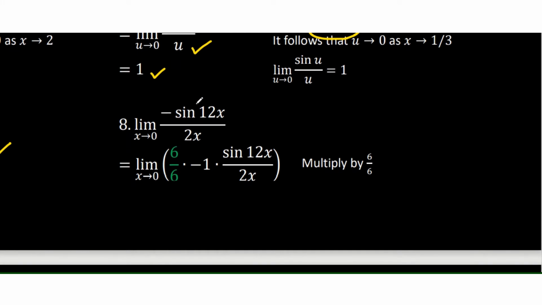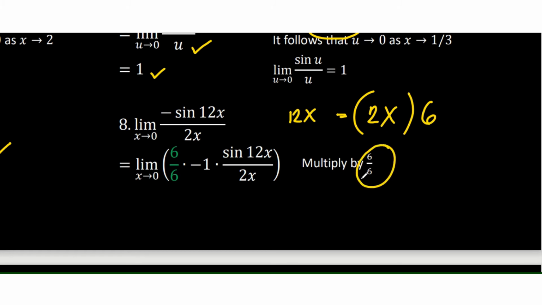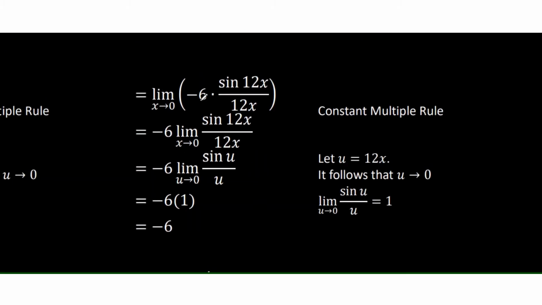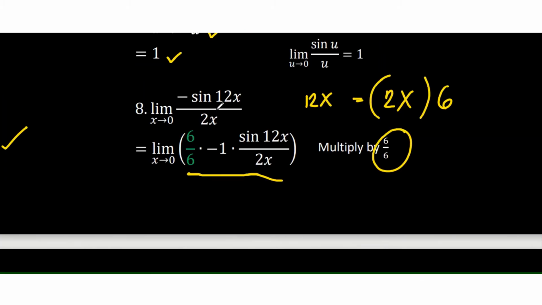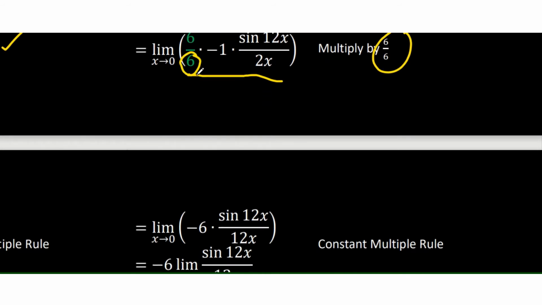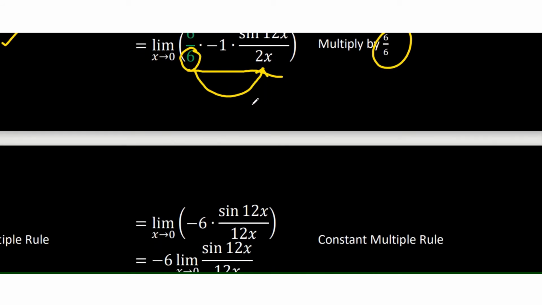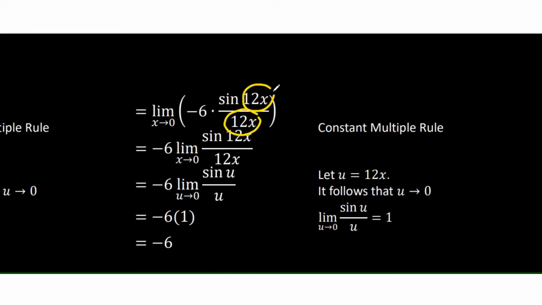Also here in number 8, negative sine 2x over negative sine 12x over 2x. So kailangan natin magkaroon ng 12x. So anong kailangan ng 2x to make it 12x? We need 6. That is why we multiplied 6 over 6 here. And separating negative 1 will give us 6 over 6 times negative 1 times sine 12x over 2x as x approaches 0. Okay, so multiply negative 1 times 6, and we're going to share 6 to 2x. That's why we have 12x here, and they are now the same.